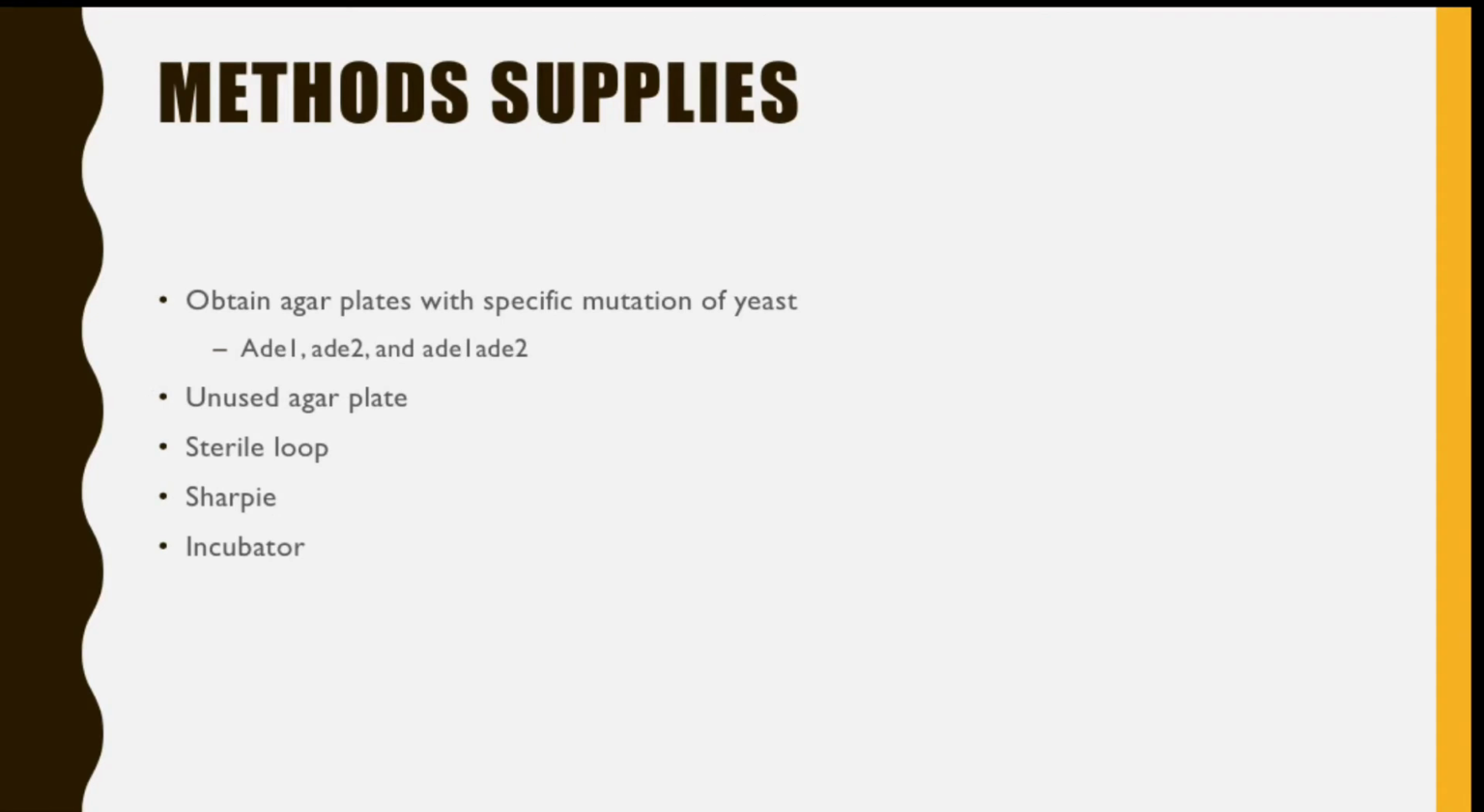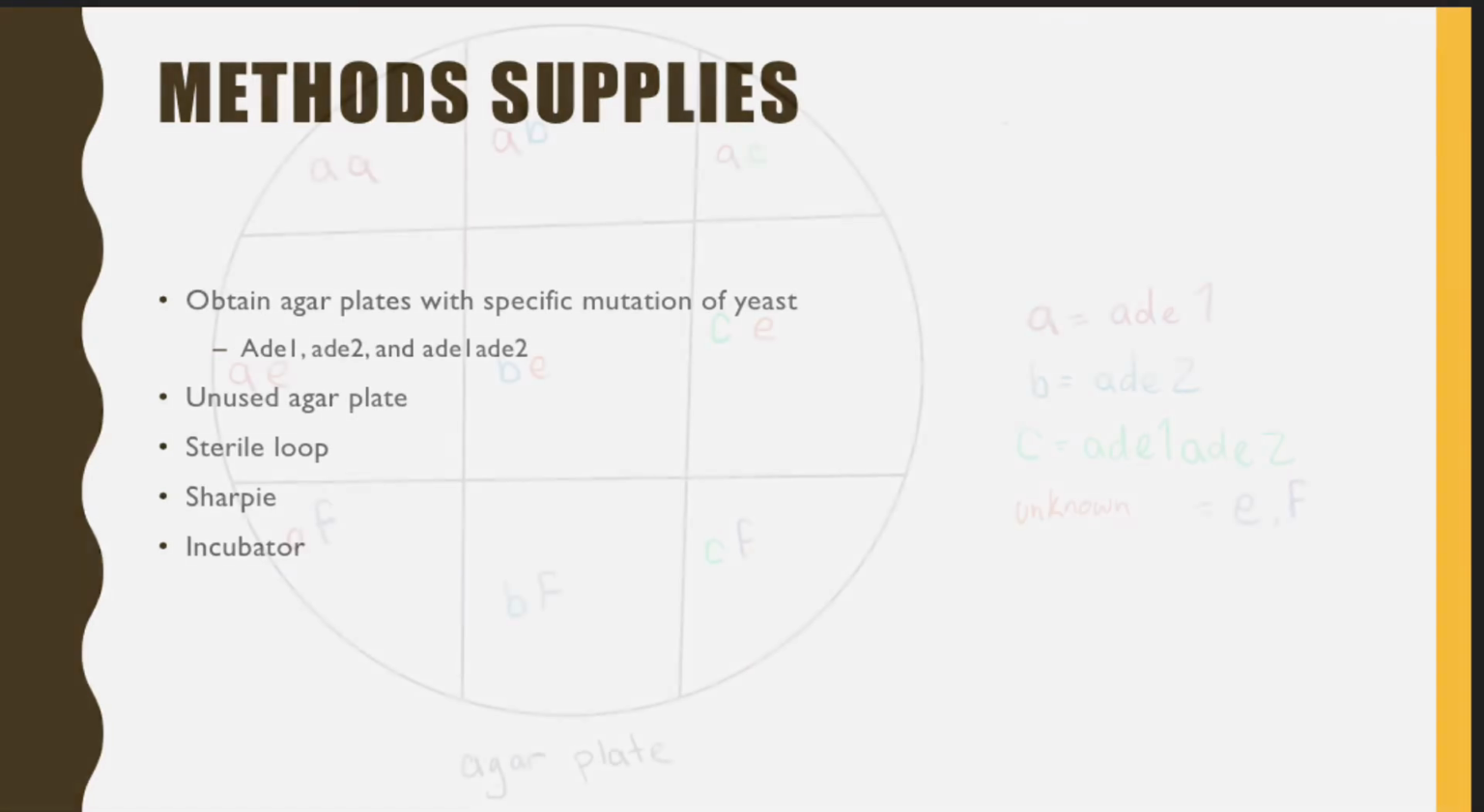For this experiment, we used 5 different strains of yeast, 3 of which had a mutation and 2 of which were unknown, along with the other supplies listed above. For the complementation test, we mixed each strain of yeast with one another and viewed the results.